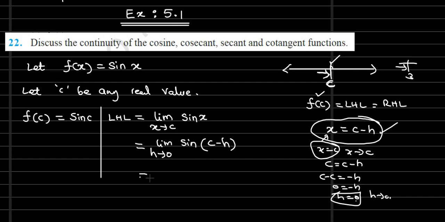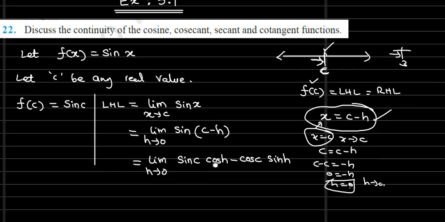Okay, now we have a formula, the sine of x minus y formula. Using that formula, we are going to expand this before applying the limit, limit h approaching 0. As per the sine of x minus y formula, let's substitute here. So sine x, that is sin c, cos h minus cos c sin h.